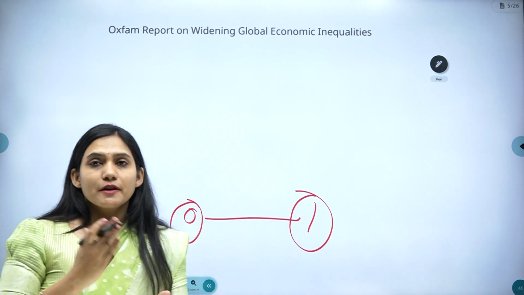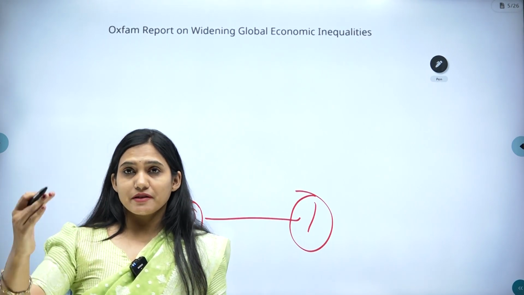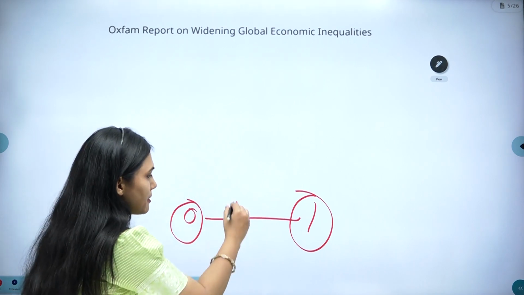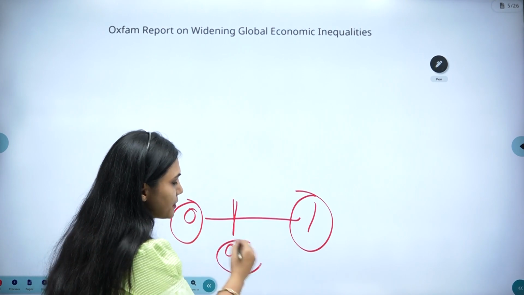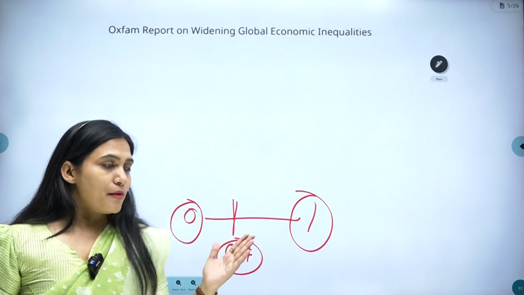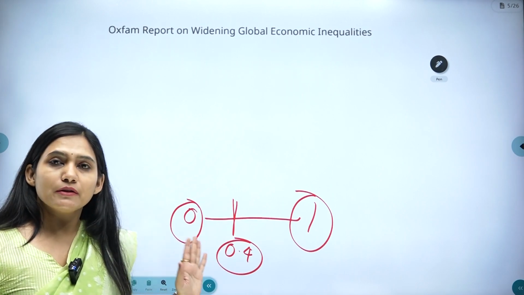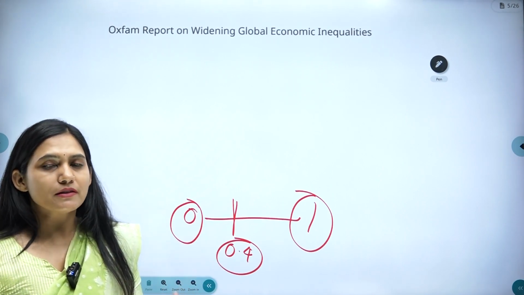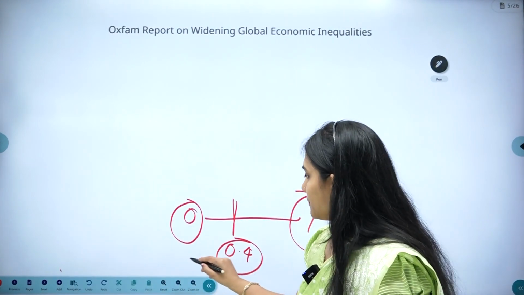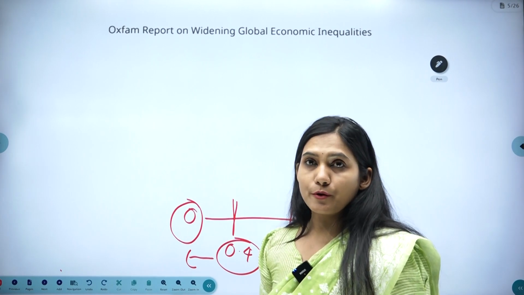So what is the healthy measure of income inequality? So he said if income inequality goes beyond 0.04, then it is an alarming state. But if it is lesser than 0.04, then it is okay. Means the country can move towards 0 and it can make more progress.